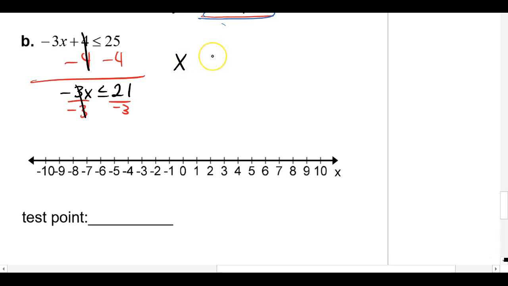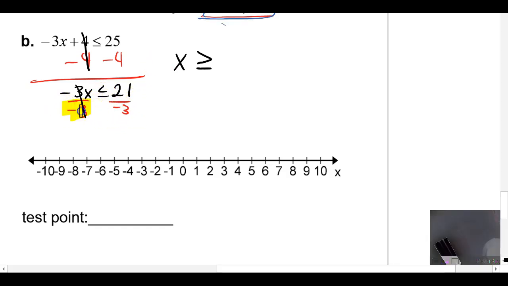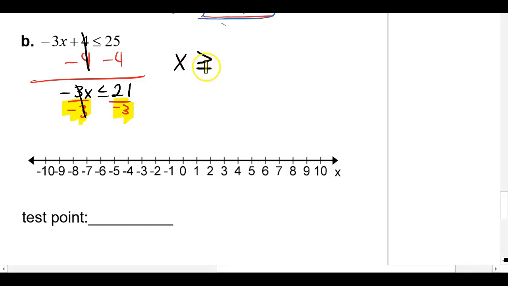Okay, so now these negative 3's cancel out. And then we have x is greater than or equal. So if you notice, the sign flipped. It changed. Anytime we divide by a negative number, if we end up dividing by a negative number, this sign needs to flip around and change. Okay, so make sure that changes. Only when we divide by negative, though. Okay, so now 21 divided by 3 is 7, and it's positive divided by negative, so it's negative.